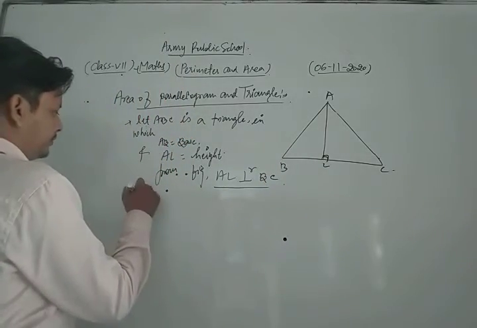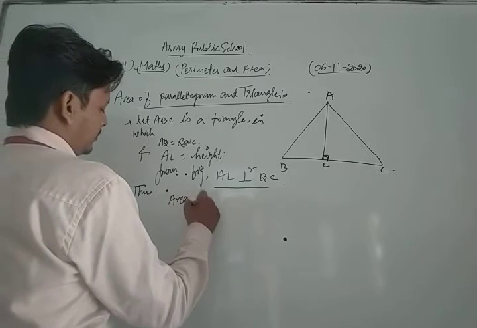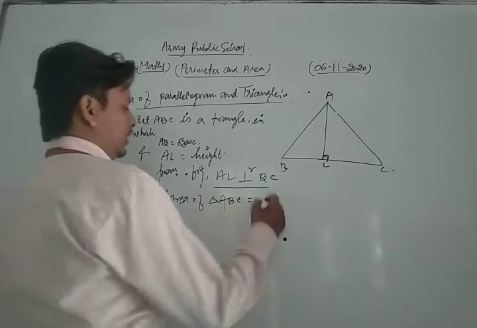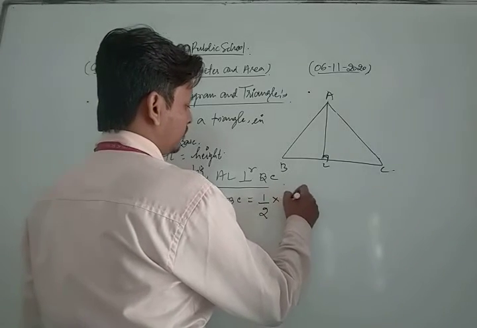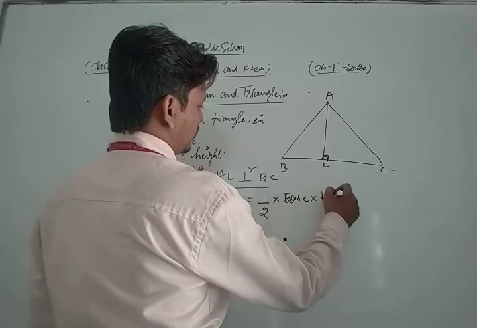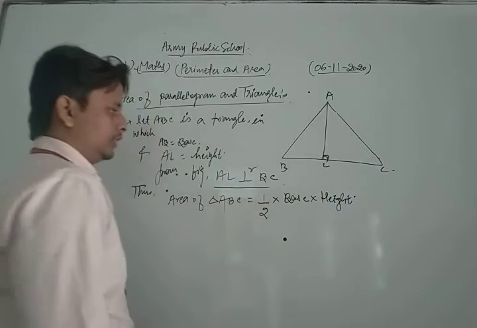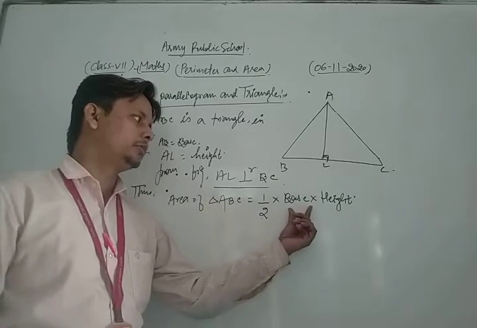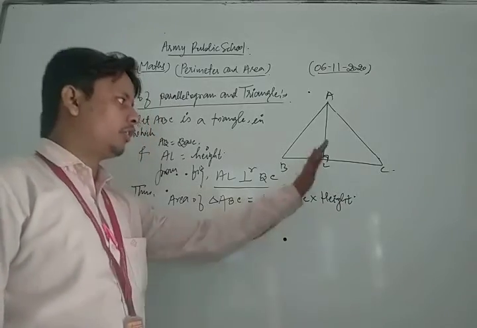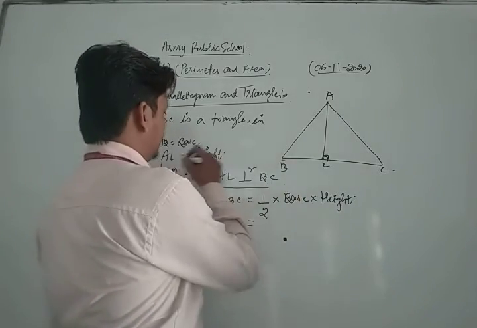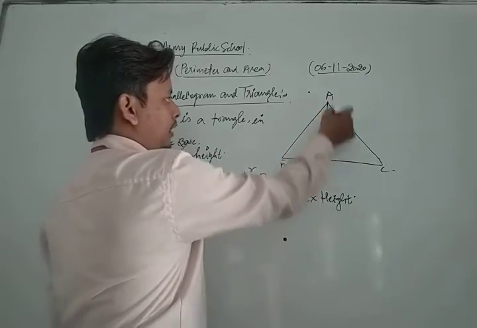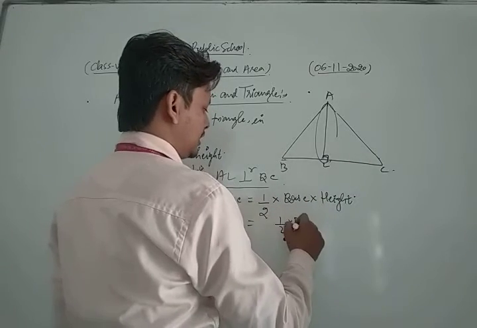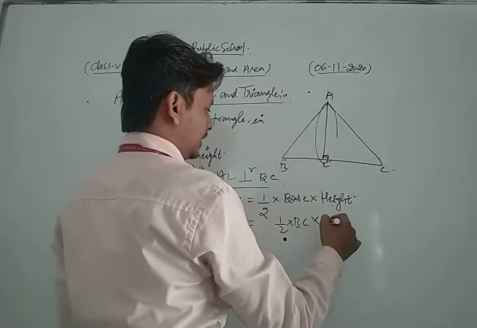Thus, the area of triangle ABC. The formula for the area of triangle ABC is what? 1/2 into base into height. The general formula for the area of triangle ABC is equal to 1/2 into base into height. Now for that figure, dear friends, if we take base BC, then the corresponding height is what? AL.